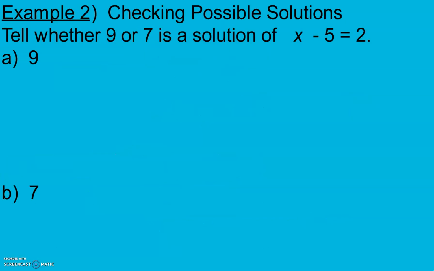Here we're going to tell whether 9 or 7 is a solution of our equation. This is the number I'm checking, so I plug it in for my variable. Instead of an x, I have a 9, and I bring down the rest of my expression. On my left side, I'm going to simplify. 9 minus 5 is 4. I didn't change the fact that it's equals, and I didn't change that 2. Does 4 equal 2? Nope. So is this a solution? No.